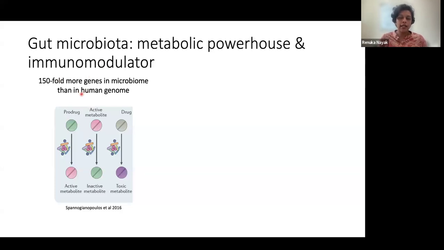So for the first, I mentioned that microbes have a lot of genes and enzymes that they bring with them. It turns out that they have 150-fold more genes and enzymes encoded in their microbiome than in our own genome. And so those enzymes not only help us digest food and harvest nutrients from food, but can act on the drugs that we give to our patients. The classic example of this is sulfasalazine. Sulfasalazine is a prodrug. It gets metabolized into its active metabolites by the gut microbiome.